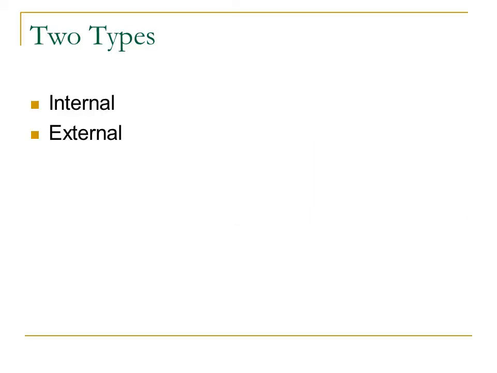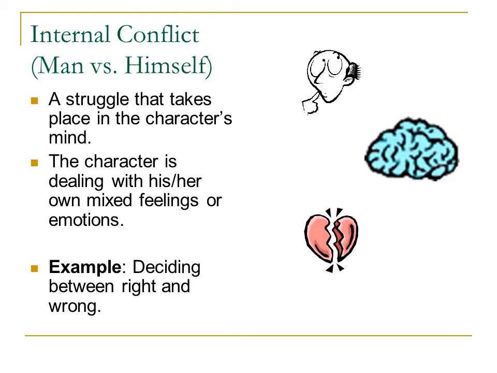There are two types of conflict, internal and external. All types of conflict, all examples of conflict, can be put into one of those categories. We're going to look at each of these types of conflict individually.